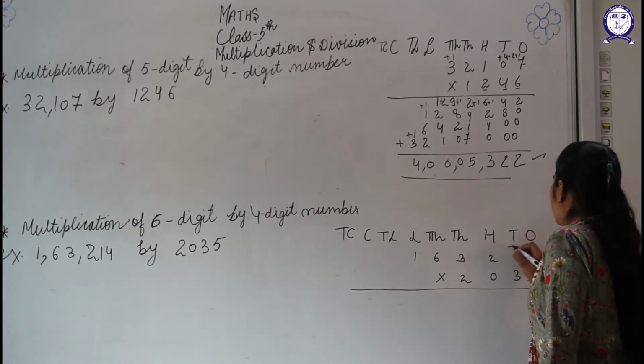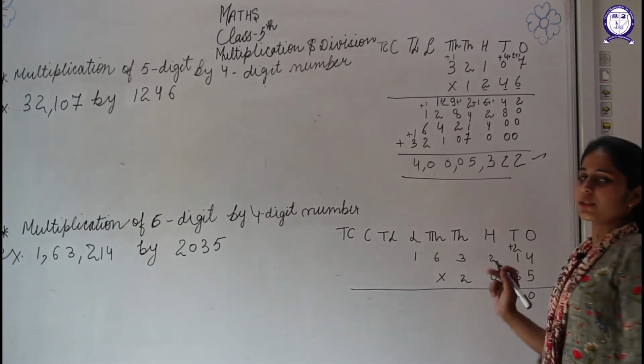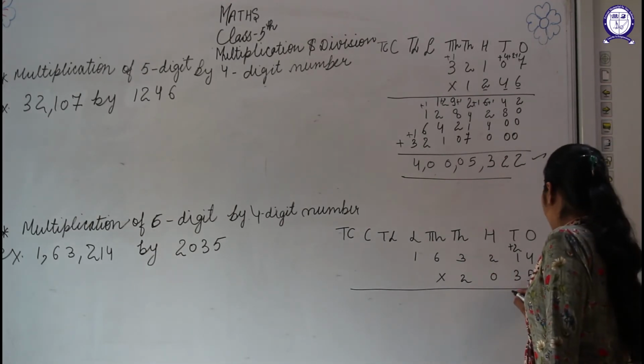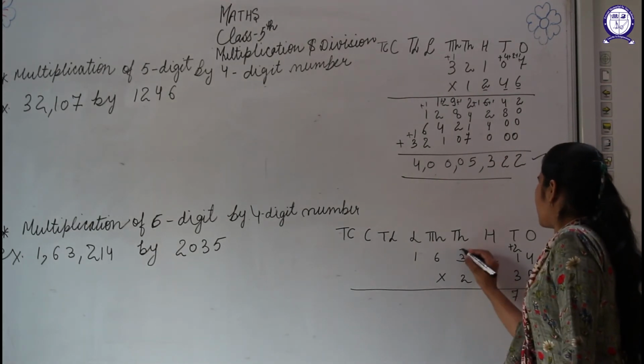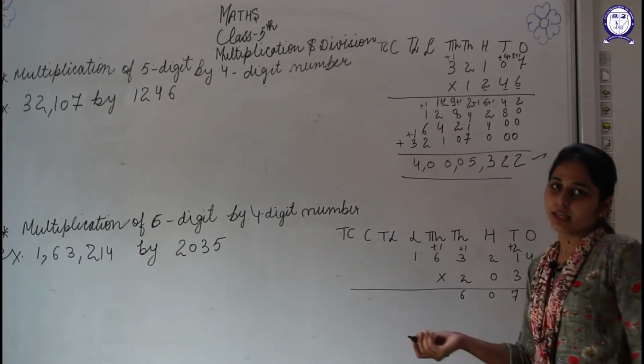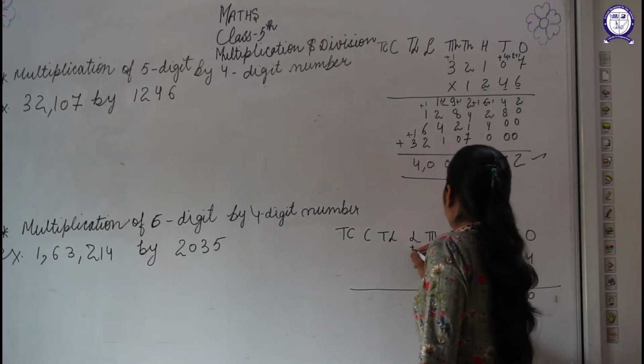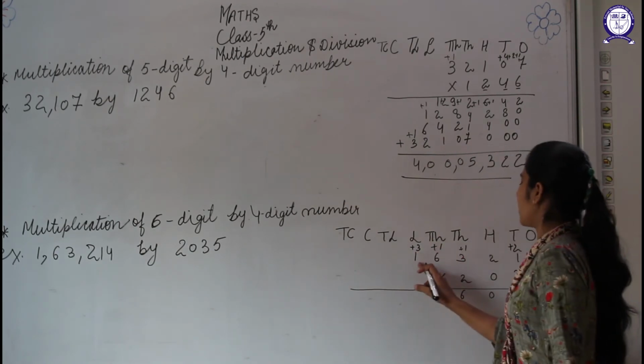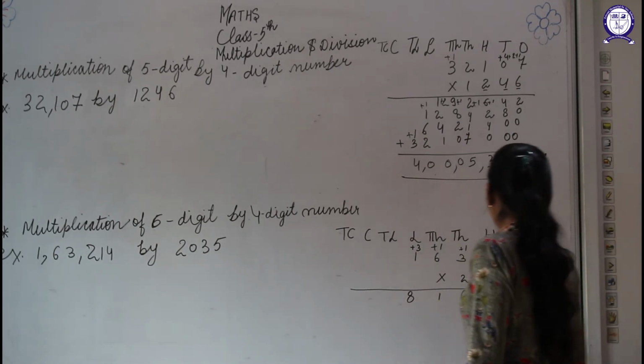5 fours are 20. 2 as carry. 5 ones are 5, 5 plus 2, 7. 5 twos are 10, carry 1. 5 threes are 15 plus 1, 16. 5 sixes are 30. 30 plus 1, 31. 3 will be carry. 5 multiply 1, 5 plus 3, 8.